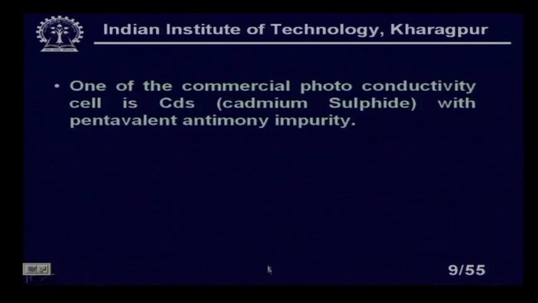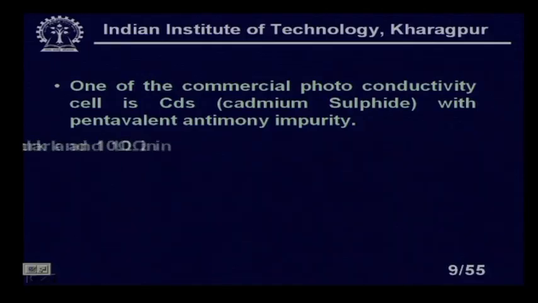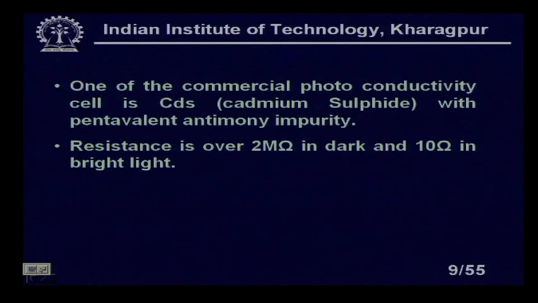Now, one of the commercial photoconductivity cells is cadmium sulphide, one of the most widely used. Photoresistors, or LDR, whatever name you call, light dependent resistors or photoresistors or photoconductivity cell, are basically the same. It is made of cadmium sulphide with pentavalent antimony impurity. Impurity must be there, otherwise it cannot be pentavalent. Obviously, the charge carriers will be electrons, since it is pentavalent. The resistance is over 2 megohm in the dark and 10 ohm in the bright light.